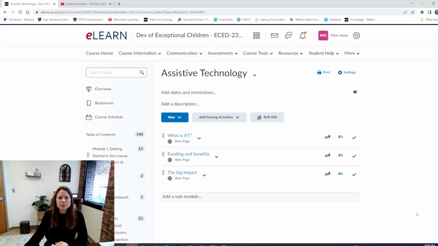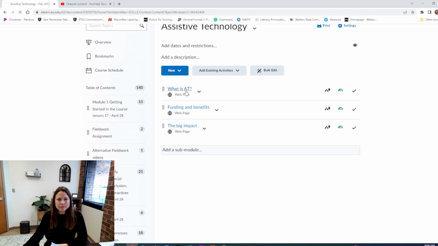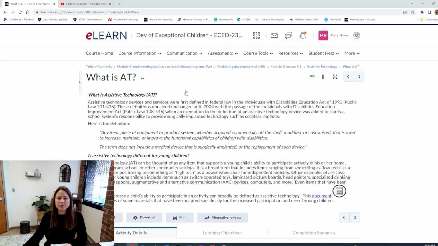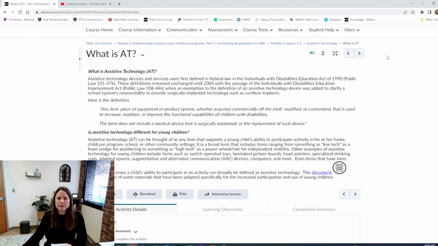Okay, so the next part is talking about assistive technology. What is assistive technology? What are the benefits? How much does it cost? What impact does it have in the classroom, working with children in early childhood who have disabilities?